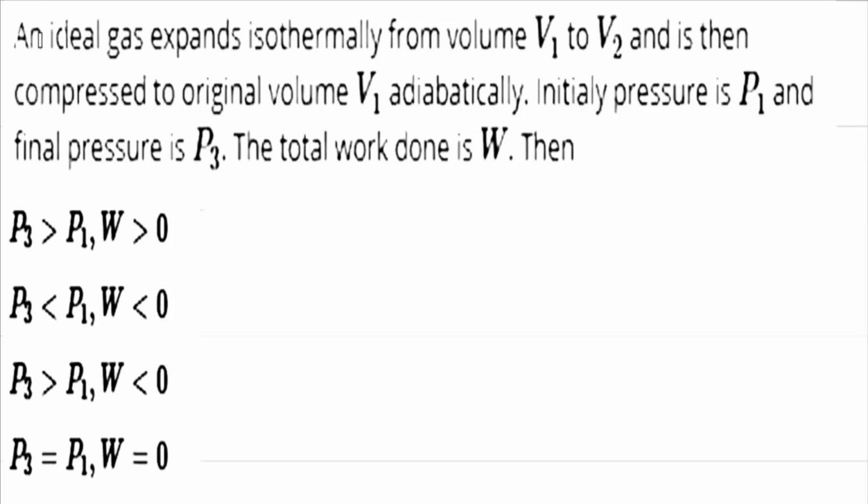Hello students, so the question is, an ideal gas expands isothermally from volume V1 to volume V2 and is then compressed to original volume V1 adiabatically. Initially the pressure is P1 and final pressure is P3 and the total work done is W. Then we have to choose the correct option.